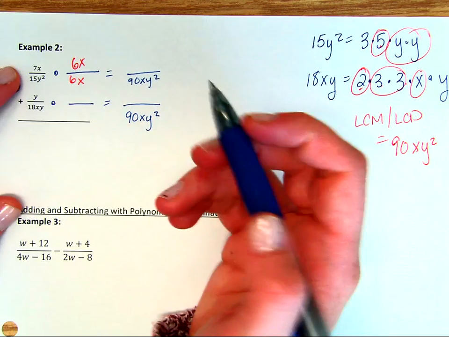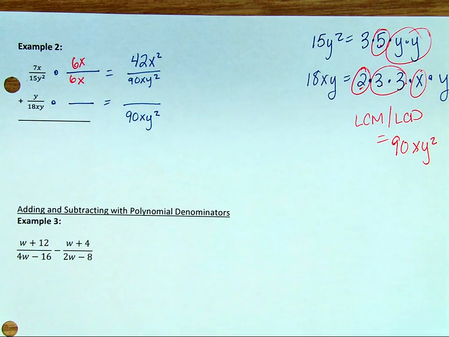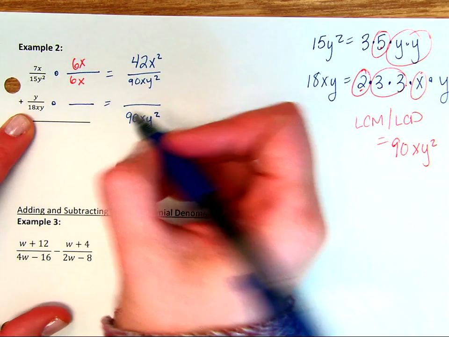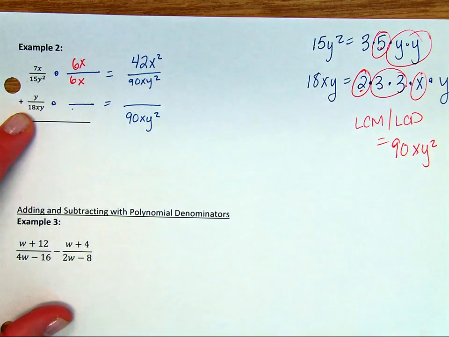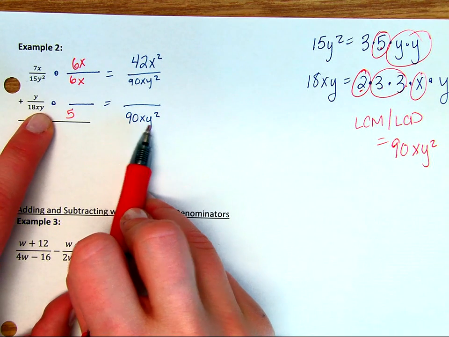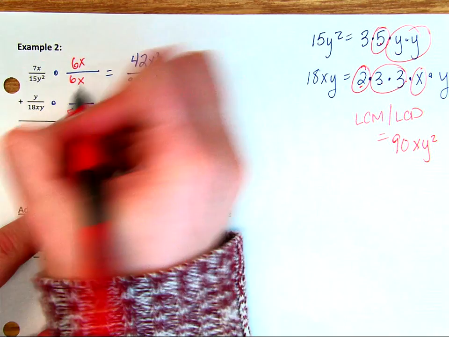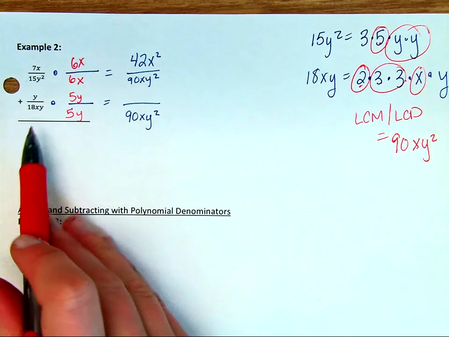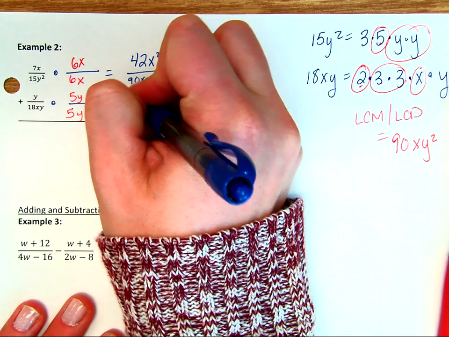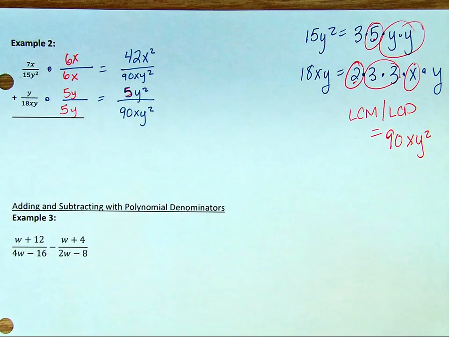Same thing on the top. So 7x times 6x, 42x squared. Okay, now for the bottom one, what did I have to multiply 18 by to get to 90? 18 times 5 is 90. And look at your variables. It already has an x, but it's missing a y. So y times another y will give me the y squared. So 5y over 5y. Y times 5y is 5y squared.